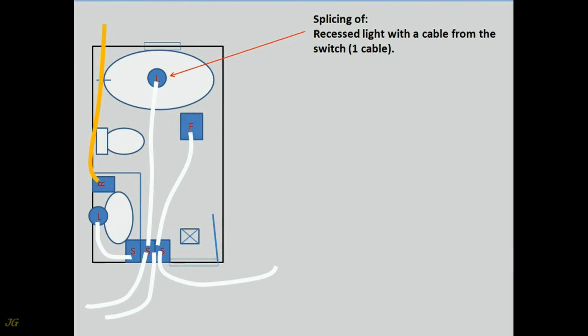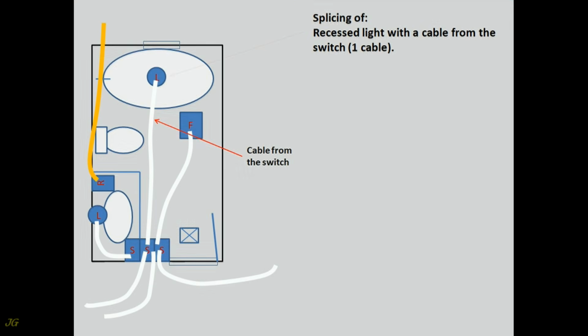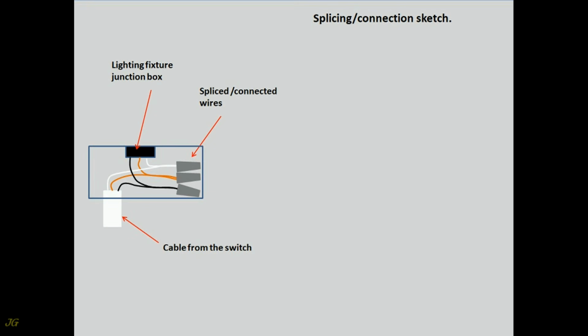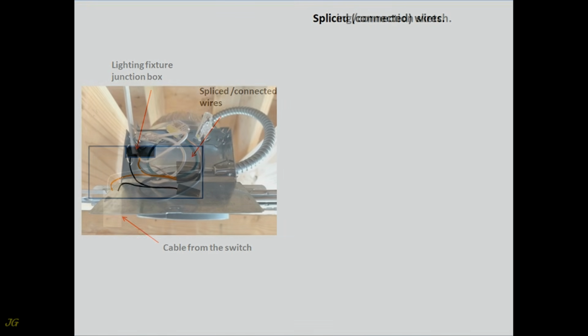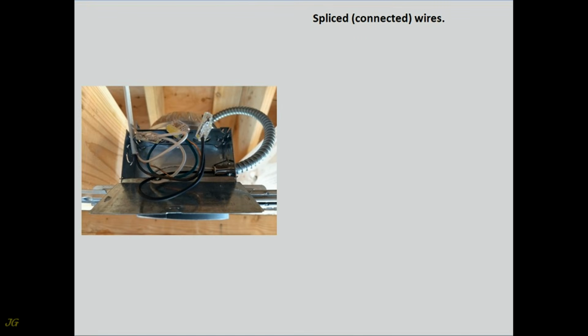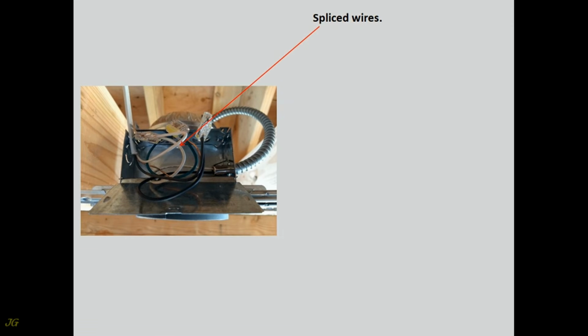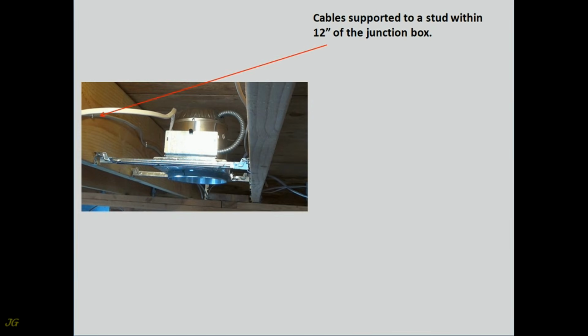Splicing of recessed light with a cable from the switch, 1 cable. Splicing, connection sketch. Spliced, connected, wires. Cable from the switch. Spliced wires. Cables supported to a stud within 12 inches of the junction box.